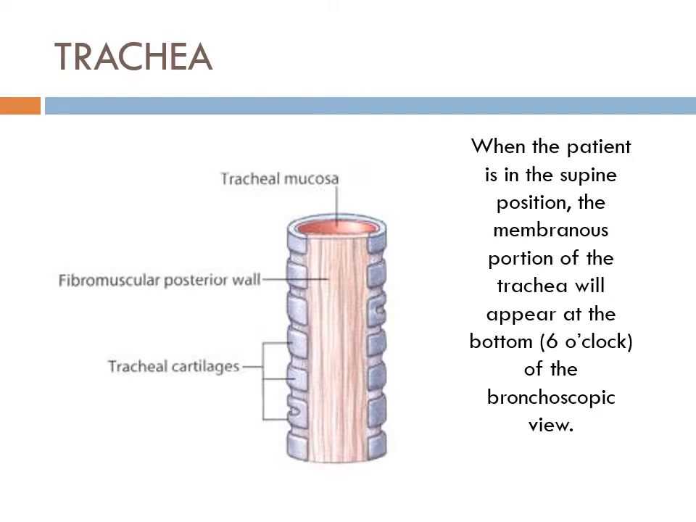This is looking from the outside in. Those are the longitudinal muscle fibers. And then the actual cartilage, the rings we see from the inside looking out, are actual rings. Those are the tracheal rings.